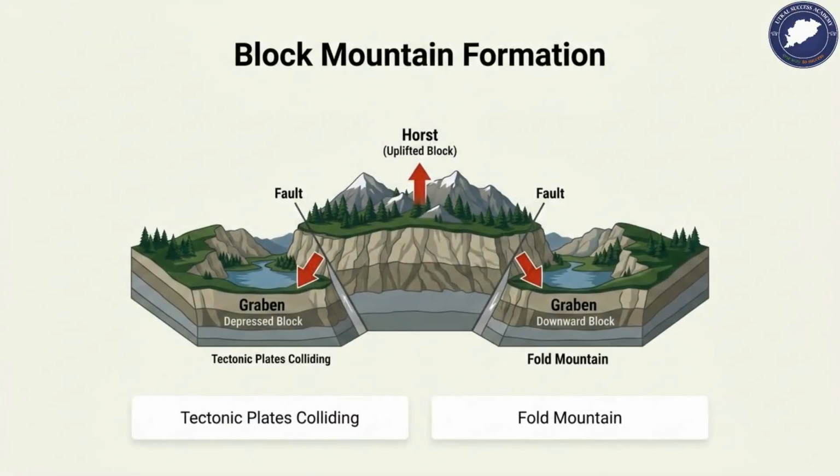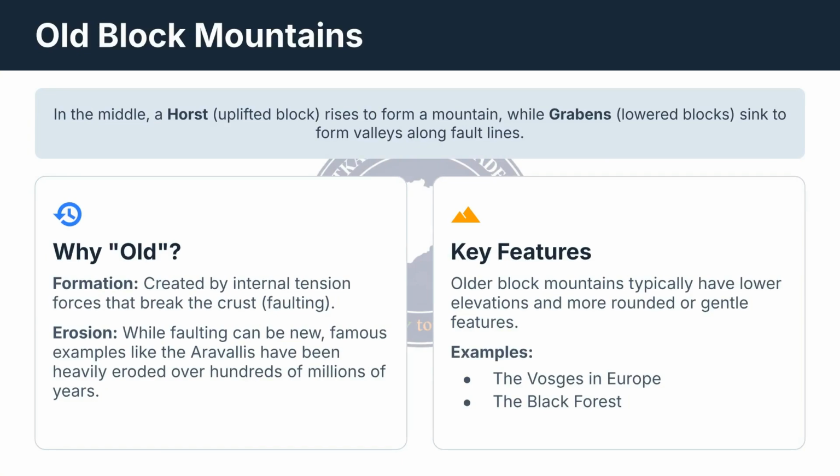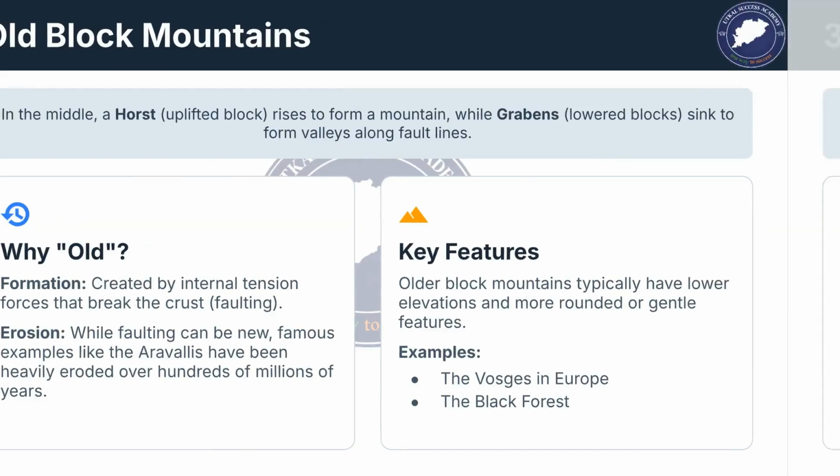This image visually represents the formation of block mountains, illustrating the horsts and grabens created by faulting in the Earth's crust. Old block mountains, like the Vosges and the Black Forest, feature lower elevations and gentler features due to prolonged erosion. Their formation is driven by internal tension forces that break the crust.